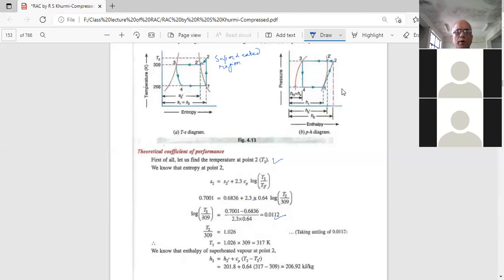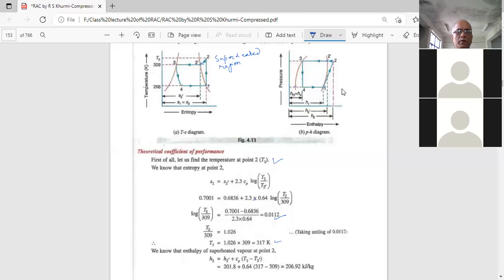So T2 divided by 309, taking the anti-logarithm, or e to the power 0.0112, T2 divided by 309 is equal to 1.026. T2 is 1.026 multiplied by 309, which is equal to 317 K. Now, as we have calculated T2, and we know T2 dash, we know H2 dash itself.